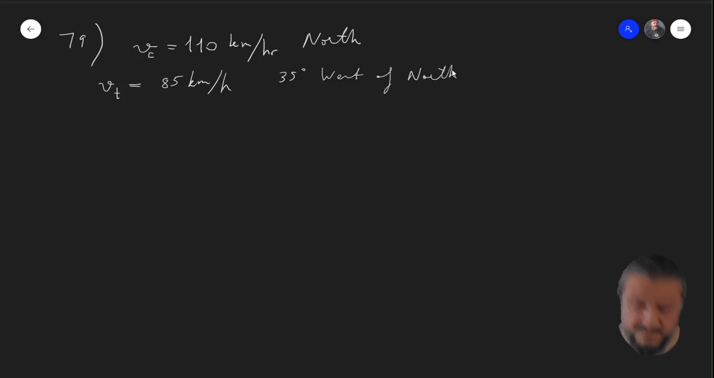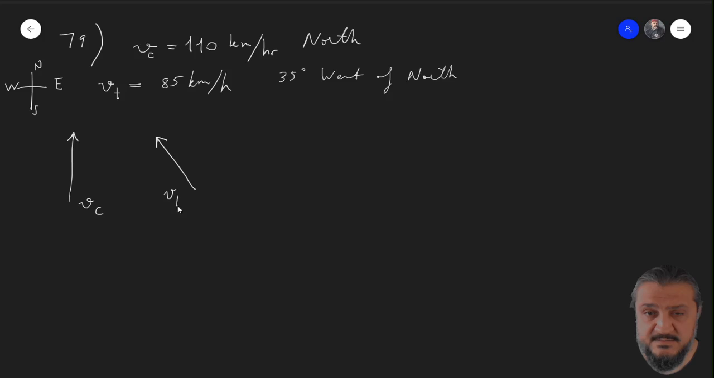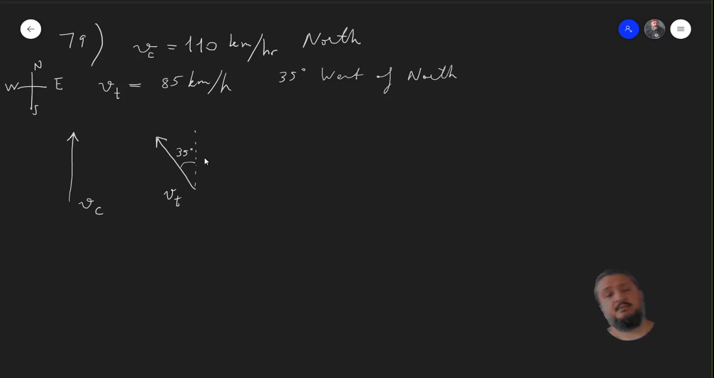Let me draw a picture then. So VC is a vector, and up is north in my picture, down is south, west is left, east is right, like the map. So this is VC, and VT is this. That is 35 degrees. All right, so those are two velocities.